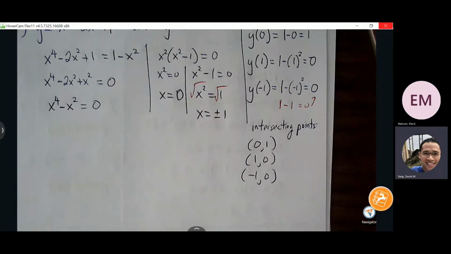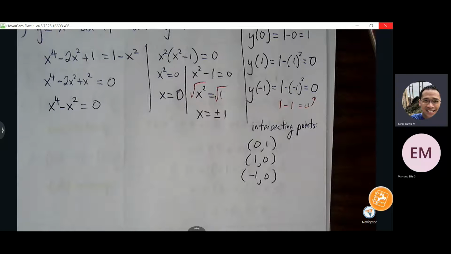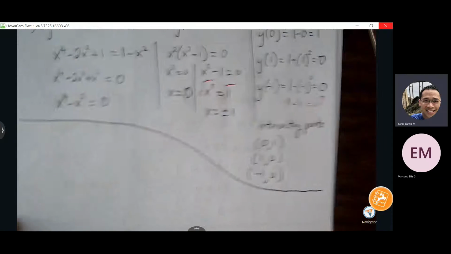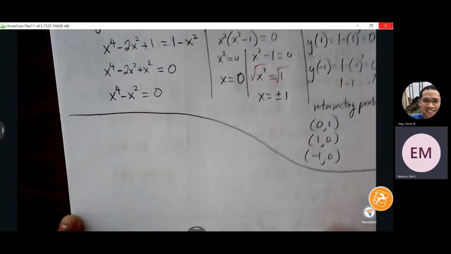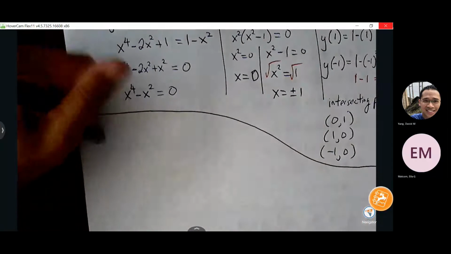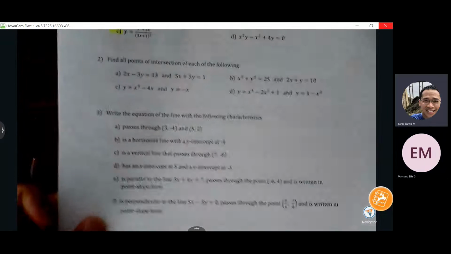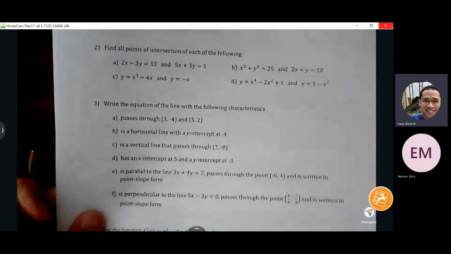All right. So number 3, I think this will be good to go through all of these. We're going to work with lines a lot in calculus, writing tangent lines. So it's very, very useful. So number 3, write equations of lines with the following characteristics.